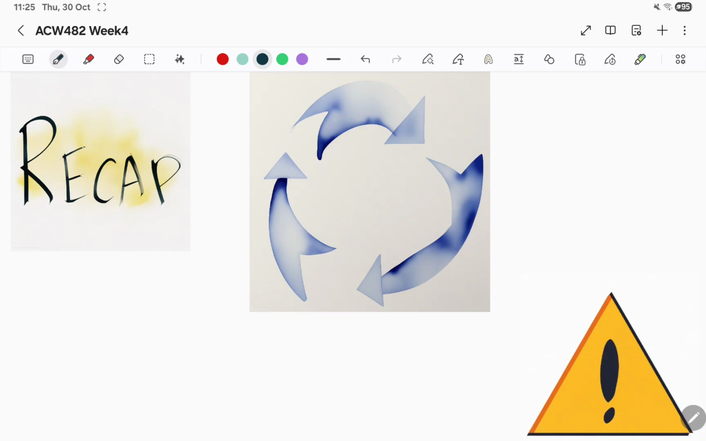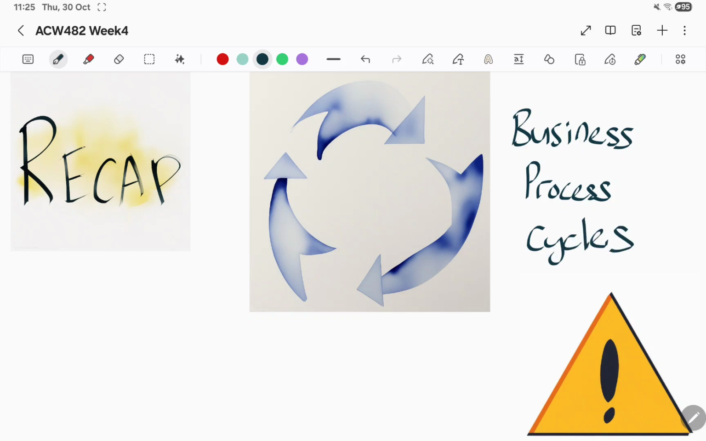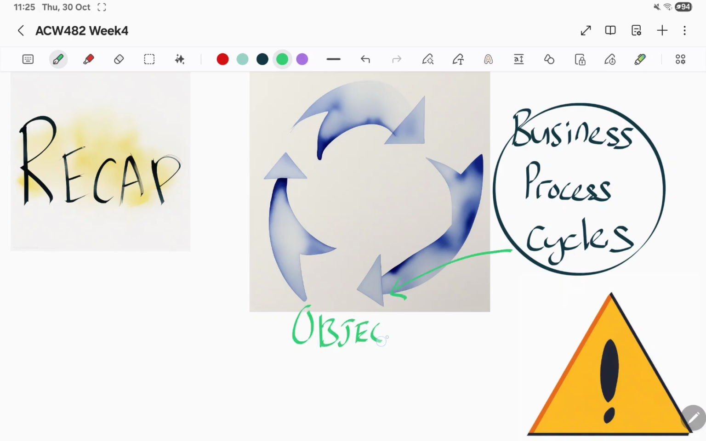Then we have what we call the business process cycles. We have multiple cycles, and these cycles are not for fun. They have their own objectives to be fulfilled. All right, over here we have objectives.